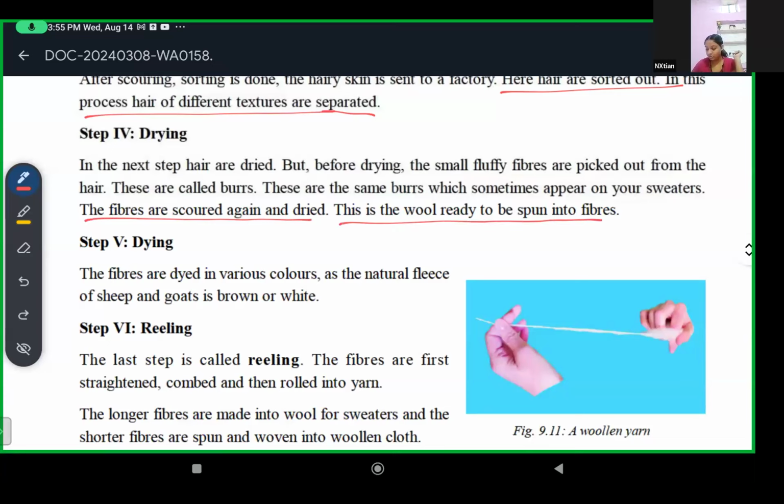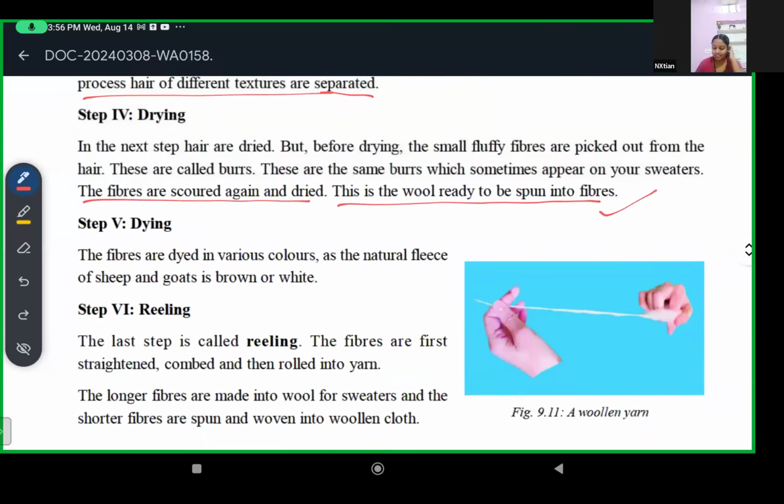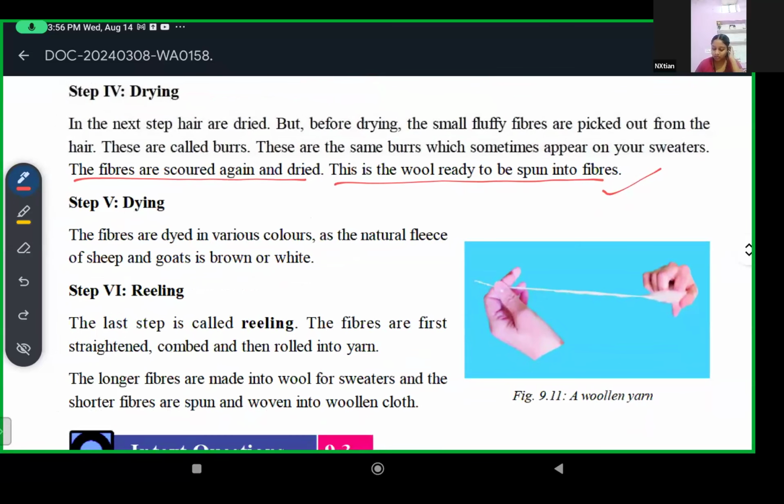This is the wool ready to be spun into fibers. Now till here, all the dirt, dust, grease, burrs, and impurities are removed and separated. Now they are ready for the dyeing process. Fibers are dyed in various colors, as the natural fleece of the sheep and goat is brown or white.